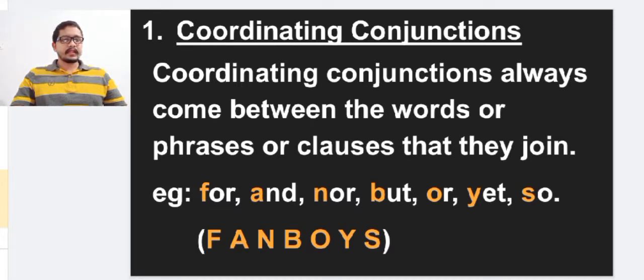To remember these conjunctions, we can just call them FANBOYS. F stands for 'for', A stands for 'and', N stands for 'nor', B stands for 'but', O stands for 'or', Y stands for 'yet', and S stands for 'so'. To remember the coordinating conjunctions, we need to remember FANBOYS. If we remember FANBOYS, we can definitely identify the conjunctions which we are using as coordinating conjunctions.